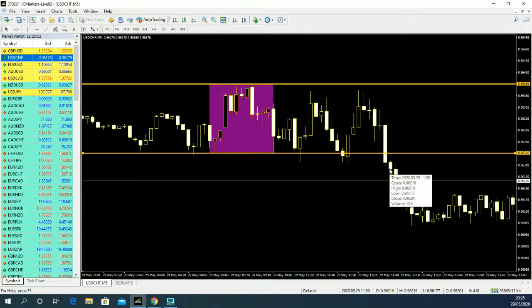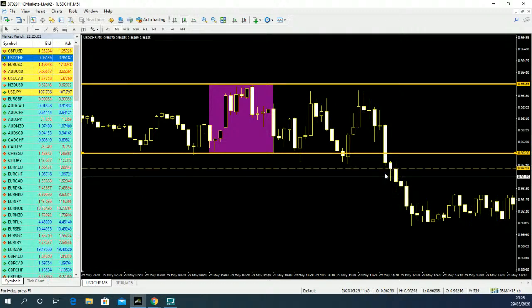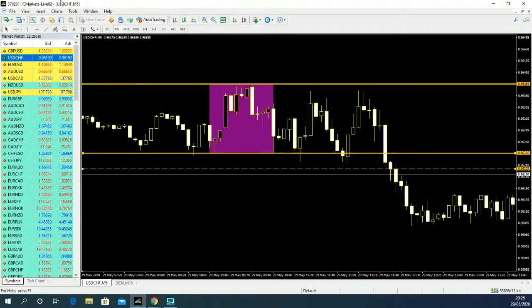Okay, so we got into candle 2. That is our trigger candle. So I'm going to put a line there now, at the close of that candle. At the close of that candle is our trigger candle. Okay, now we need to work out what our take profit target is.